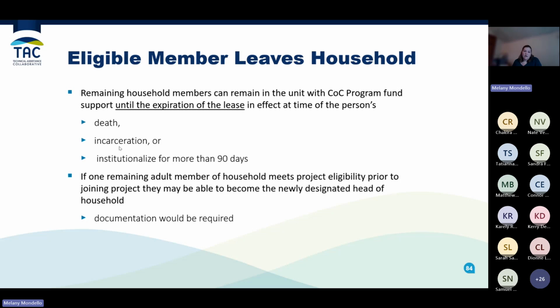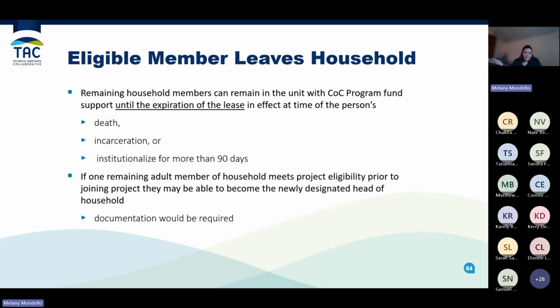And that's for death, incarceration, or institutionalized for more than 90 days if you need to stop the rent payments and it doesn't look like that member is coming back. The other option, again, it's a lot of documentation, but when I was running a rental assistance program, I did it at least a couple times a year.